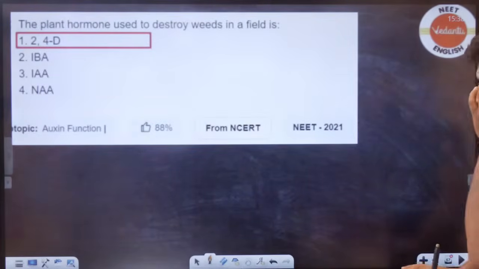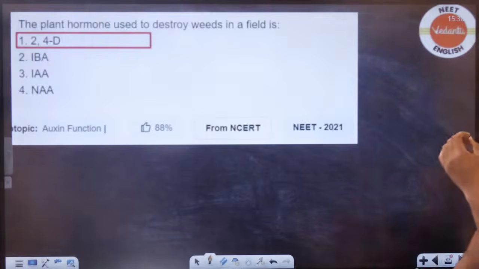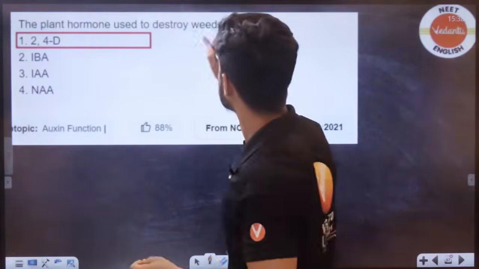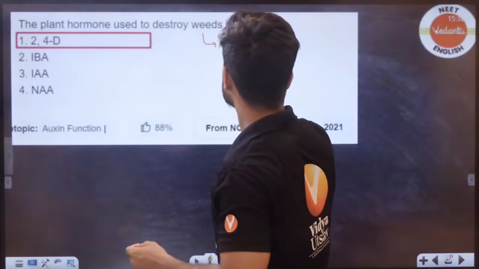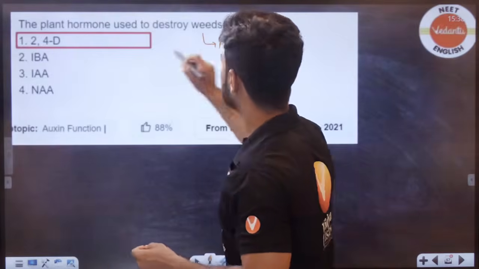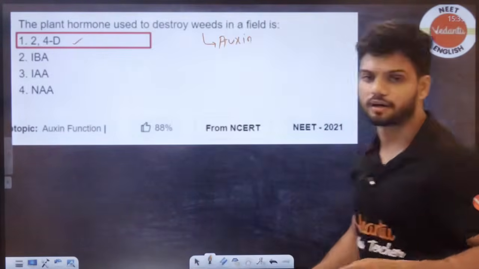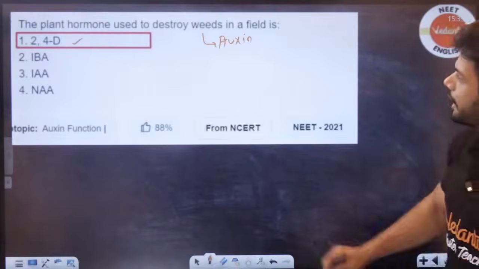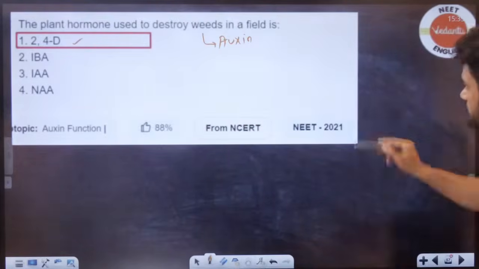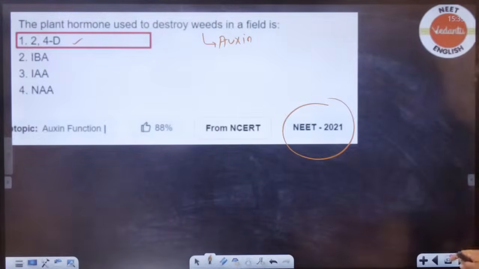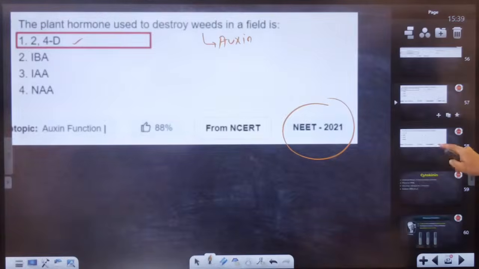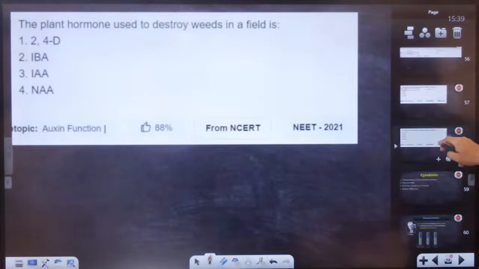Oh, students, one minute, the answer to this question is given here. Okay, this is your, remember students, this is auxin, right? 2,4-D is your synthetic auxin. I told you it helps as a weedicide. This is a NEET 2021 question. The question here came out a little reversed.